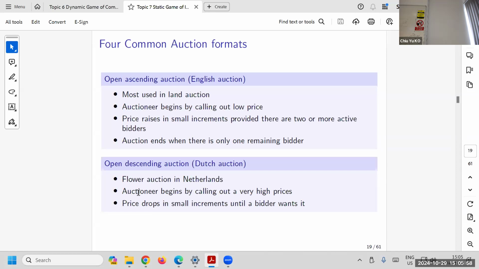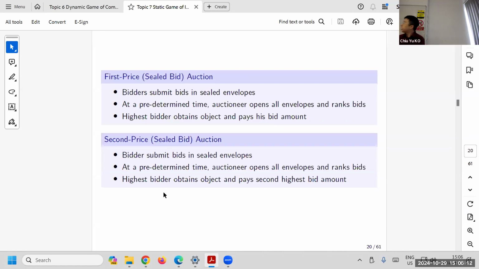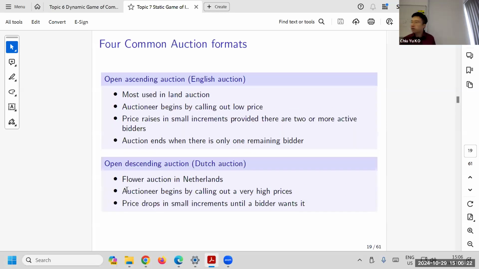And the other one is the Dutch auction, as we said. It starts with a very high price, and whenever someone raises a hand, the price is fixed there. Those two, the Dutch auction and the English auction, are also commonly used in the world, but everyone has to be in the same room to do this, in the auction house.